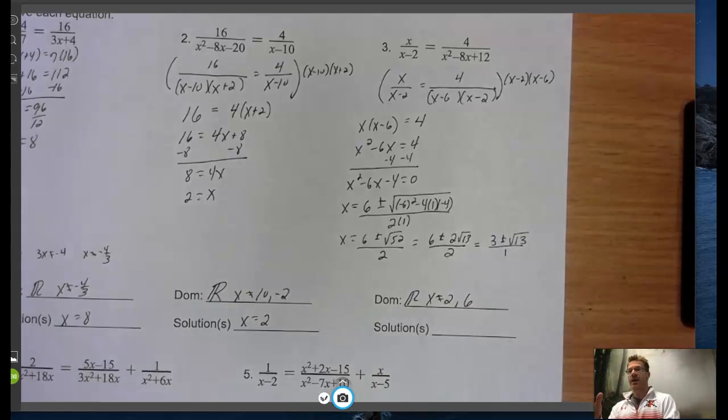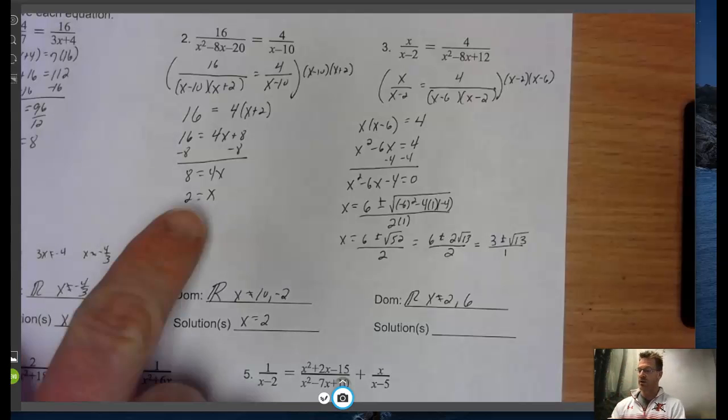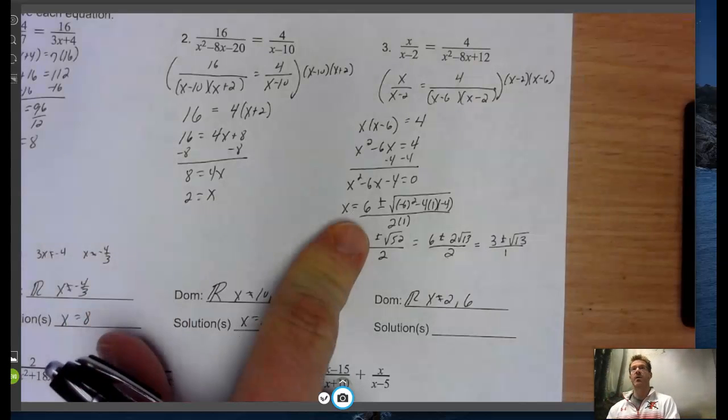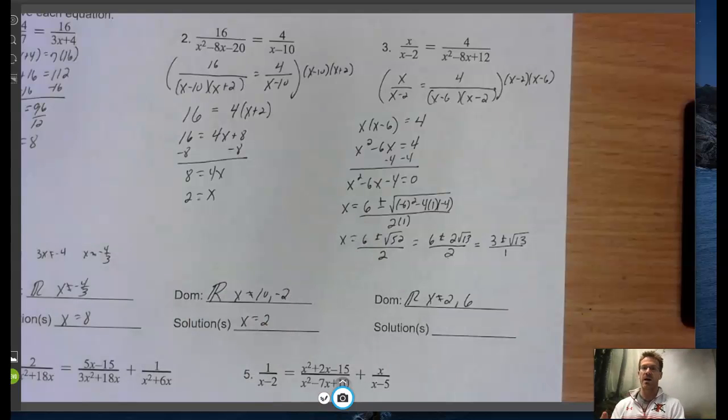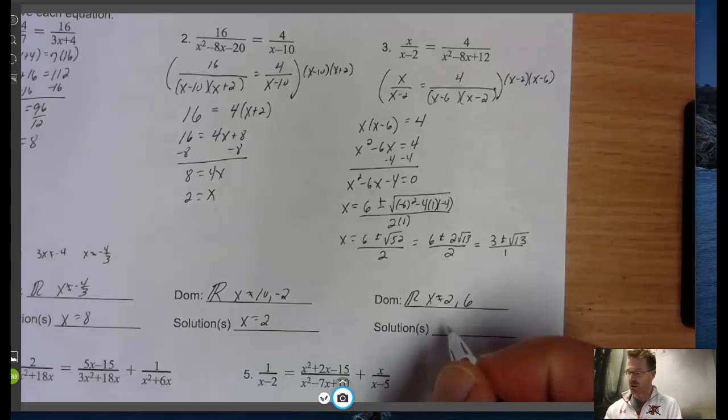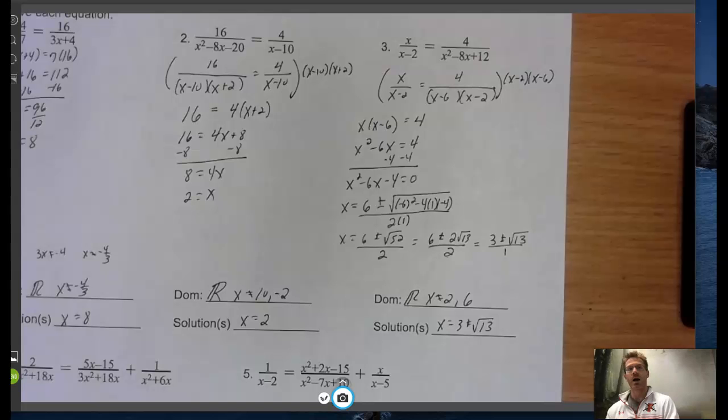So you have to be prepared that you could either have a linear equation like we saw here in number 2, or the possibility that once you multiply through by your least common denominator, you might end up with a quadratic equation. So now we can see that my solution, 3 plus or minus the square root of 13, is just like that.